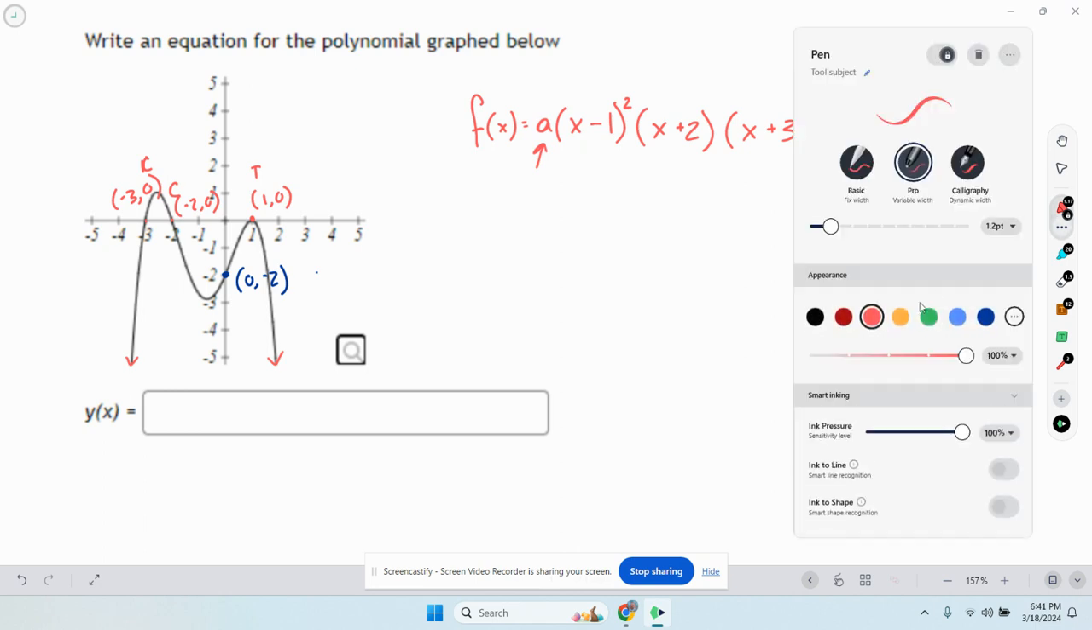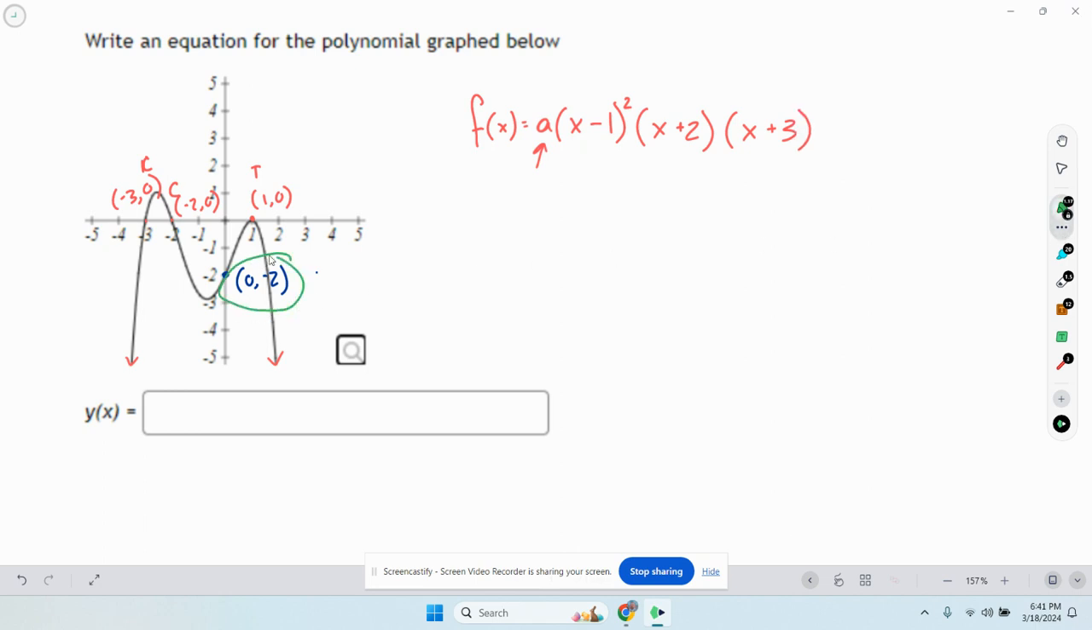The easiest way to do that is to use the y-intercept. I know when x is 0, I should get out a y value of -2. So I'll let f of x be -2, and I'm just going to plug in 0 for each of these factors. So I get 0 minus 1, that's -1 squared. 0 plus 2, that's 2. 0 plus 3, that's 3. So I get -2 equals a times 1 times 2 times 3. This is a times 6. If I divide both sides by 6, I get -1/3 equals a.